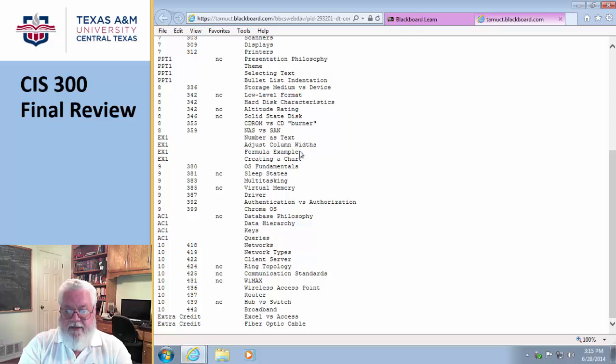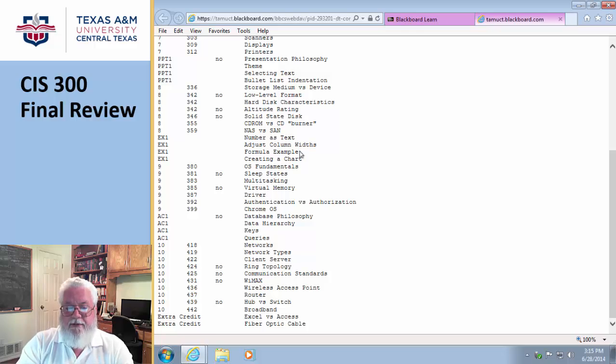The next one is going to be kind of simple, like, what the heck is a device driver? I rarely ask definitions. I often ask, explain what the heck it's used for, but I don't ever actually say define the term. What's the difference between authentication and authorization? Yeah, you kind of sort of need to know the difference between the two.